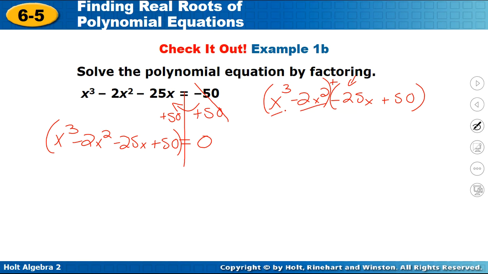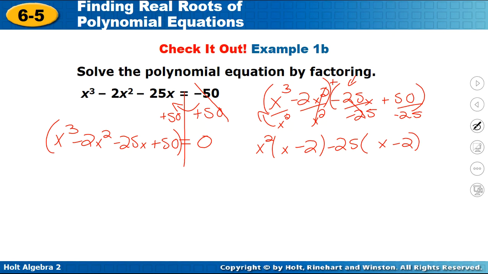So the first group, both of these have 2 x's, or an x squared. I'll factor an x squared out. That'll leave me with 3 minus 2, which leaves me with an x to the first, and these x's cancel, leaving me with a minus 2. The second group, I can divide both of these by 25, but more specifically negative 25. So negative 25 will come out. I'll be able to do x. And then 50 divided by negative 25 is negative 2.